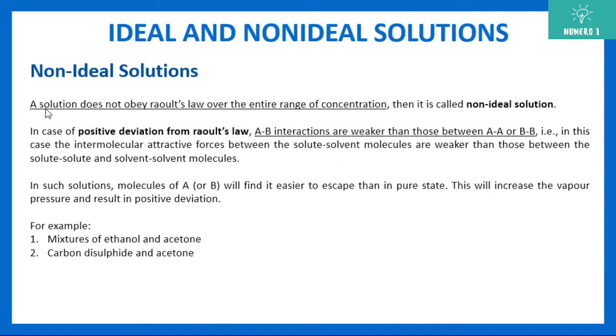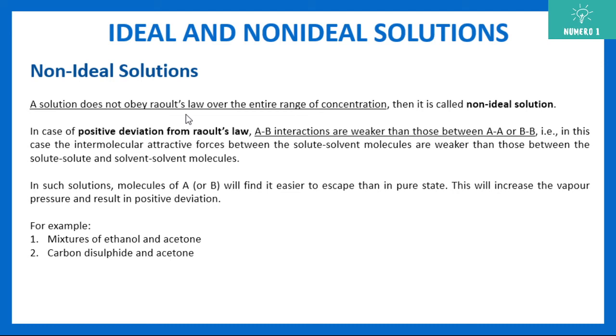So obviously these will be the solutions which do not obey Raoult's law over the entire range of concentration. So they will be called non-ideal solutions. Now these are of two types. One is called positive deviation, and the other is negative deviation. Now positive deviation means the partial pressure is more. Okay, so partial pressure in these cases is higher than what is predicted from Raoult's law.